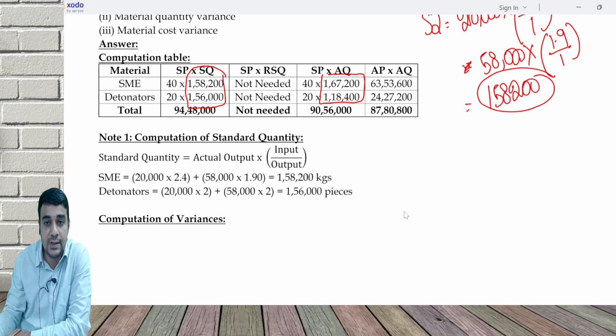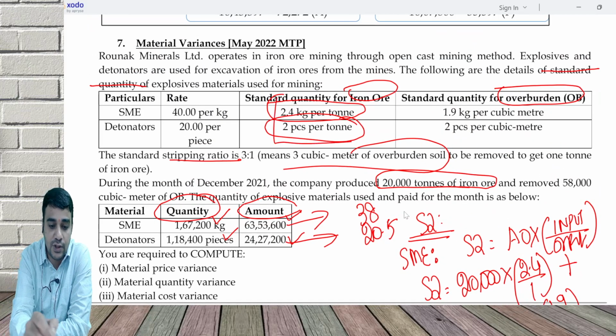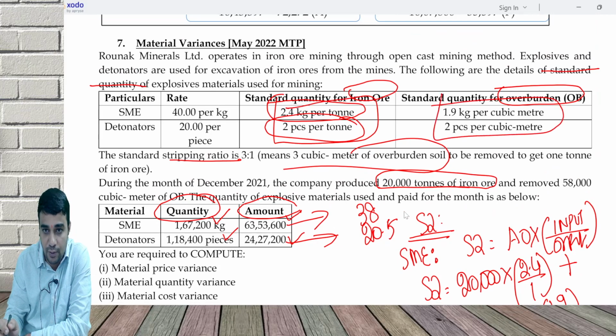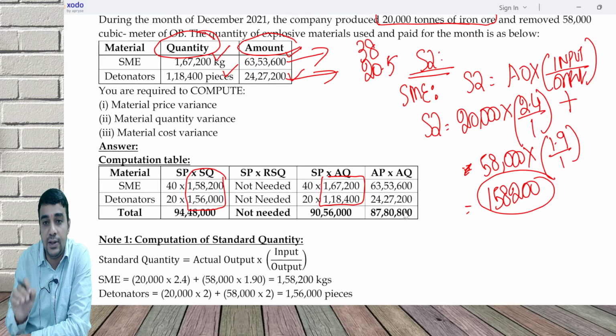So in that case, if you want to do RSQ, I cannot say RSQ means 2.4 is to 2. I cannot say 1.9 is to 2 because you have two different mixes given in the question. 2.4 is to 2 is also a mix. 1.9 is to 2 is also a mix. Combining all this together is 1582 is to 1560. If at all we want, you'll have to add up the AQ and split in the ratio of 1582 is to 1560. Any doubts on this? Clear? Can you proceed?